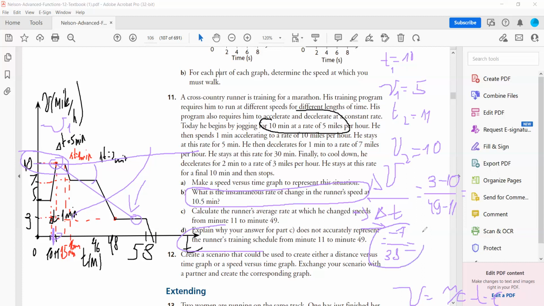Oh, one more thing. You can see that according to this evaluation of the average rate of change, he is decelerating very slowly, because -7 divided by 38 is a fraction, right? And it's going to be some decimal places. But in reality, he was decelerating real quick at some moments. Here for 2 minutes, he decelerated from 7 to 3. In 1 minute, he decelerated from 10 to 7. But according to the average rate of change, he was slowly decelerating in this time frame. That's one more reason why our answer cannot accurately represent the runner's training schedule.